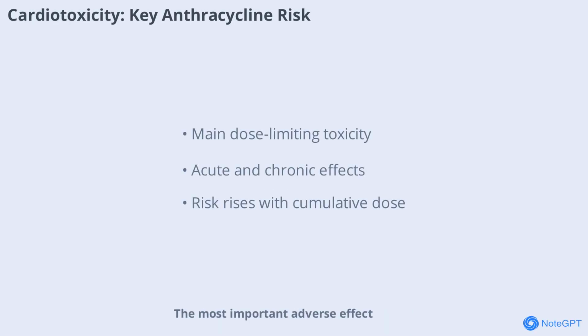The most important adverse effect to remember with anthracyclines is cardiotoxicity. This stems from the quinone-type free radicals, which cause oxidative stress that the heart is particularly sensitive to. Acute cardiotoxicity can appear just a few days after dosing, with reversible ECG changes, arrhythmias, or hypotension. More concerning is chronic cardiotoxicity, which can lead to progressive cardiomyopathy and even congestive heart failure. The risk increases with cumulative dose, especially above 250 mg/m2 of doxorubicin equivalent.